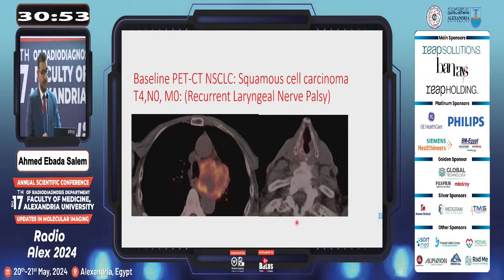This is another patient who had a squamous cell carcinoma. He was staged as T4 due to the involvement of the recurrent laryngeal nerve. As you can see here, there is increased activity related to the contralateral vocal cord due to compensatory hypertrophy. So the left vocal cord is paralyzed, and there's compensatory increased activity on the right side, trying to compensate for the paralyzed recurrent laryngeal nerve.